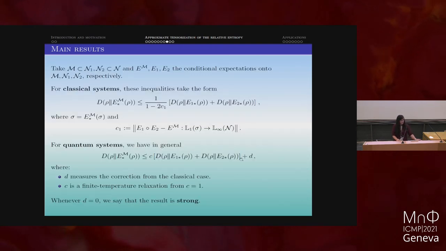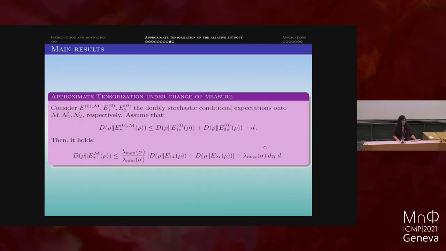And let me just say that whenever we don't have the additive error term, so if this is zero, we just say that this result is strong. It's a strong form of approximate tensorization. Okay, so I'm just going to briefly mention the two main results that we have here, given by two different sets of techniques.